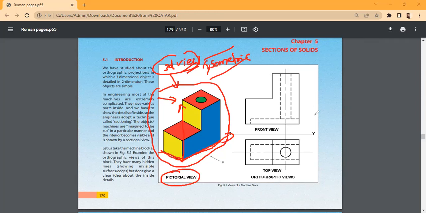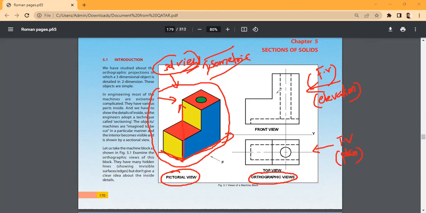Okay, so in the right side you can see two views. What is the name of this view above the XY line? Front view. Front view or elevation. Okay, this is called the front view or elevation. Below the XY line, what is the name? This one, top view. Top view, or the other name is plan. Okay, plan.